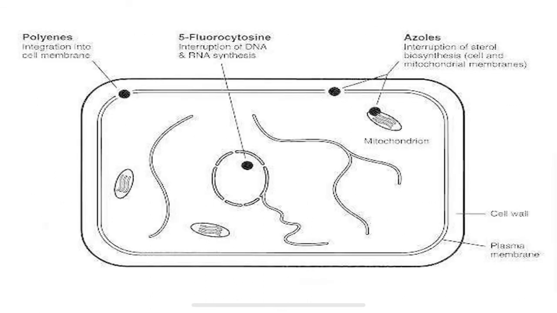As you can see in the diagram, the polyene attaches itself to the membrane of the fungi cell. After attaching itself to the membrane, channels will be formed, making a hole which will then eventually leak the contents of the cell of the fungi.